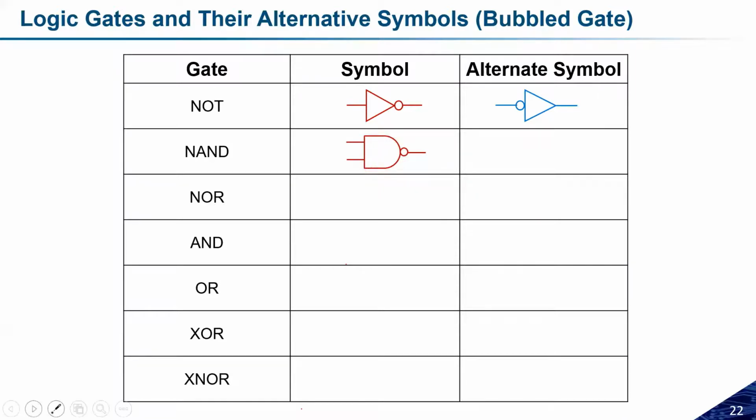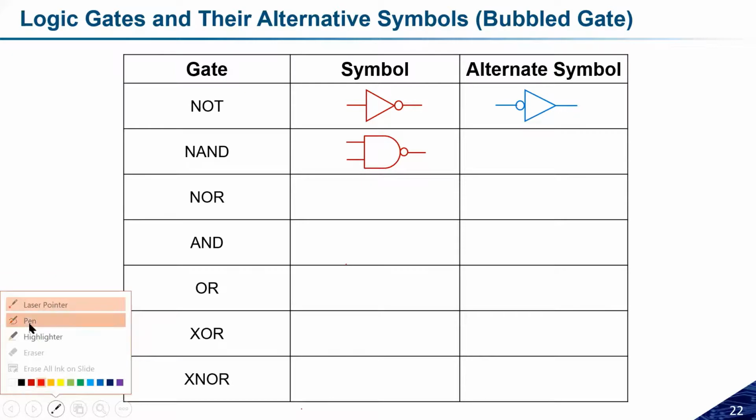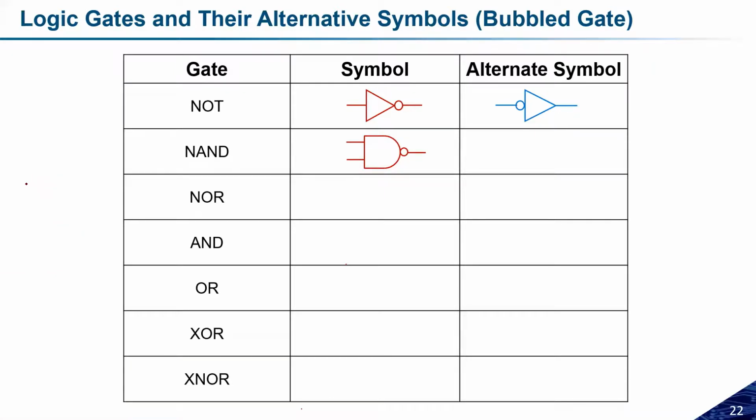from De Morgan's law, which we have already studied before, A dot B complement is the simple formula for the NAND gate. If we have a complement of a product, we can replace it with the sum of the complements. Sum means OR, and before ORing we have to complement the inputs. So A and B, both inputs, will be complemented with the help of bubbles, and then we need to OR them. That can be the alternate symbol for the NAND gate.